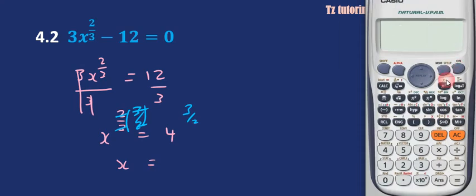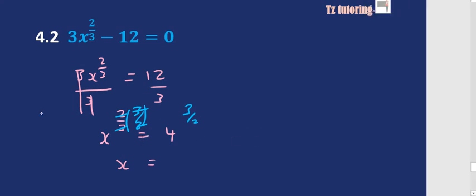Use your calculator to check. 4 to the power of 3 over 2 gives you 8. Alright, so therefore our solution is 8.